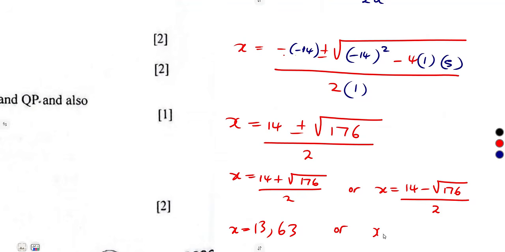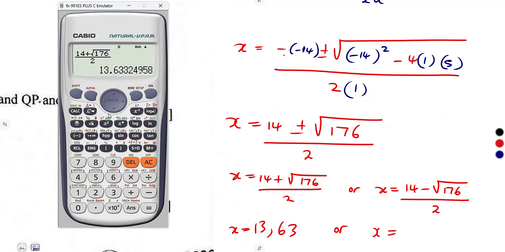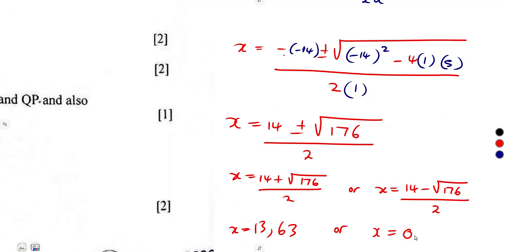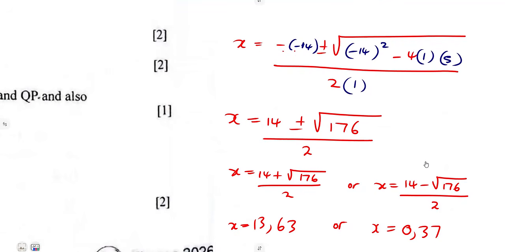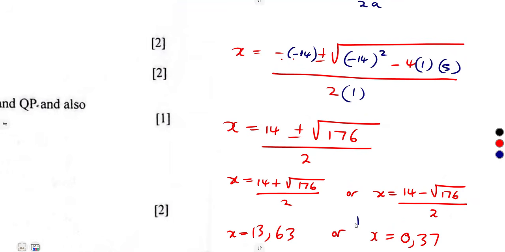Or x is equal to, you consider a negative this time. So let's put a negative. That is going to give us 0.67, this 7 is going to change here, or we can just fix to 2 decimal places. 0.37. So that's 0.37 if you round off to 2 decimal places. So you can even indicate here that our answers were taken to 2 decimal places. All right.